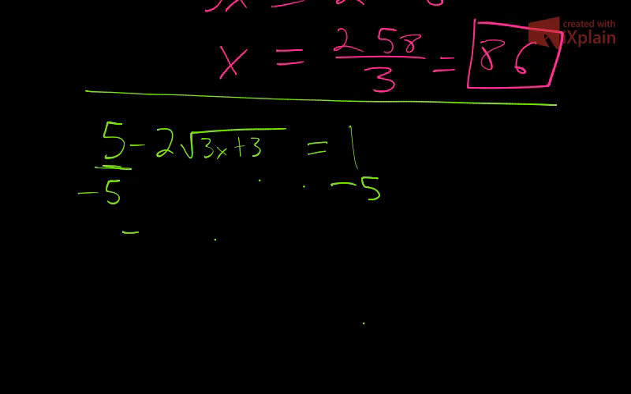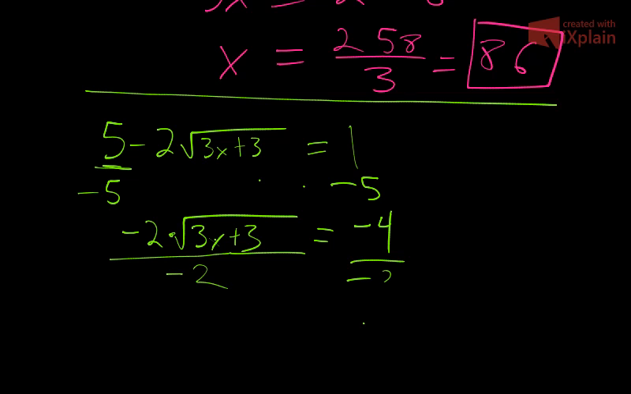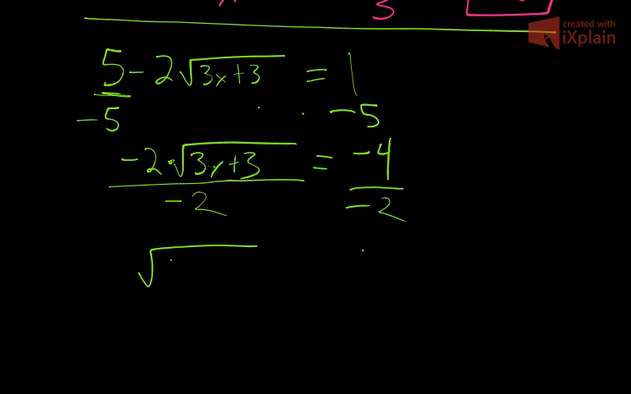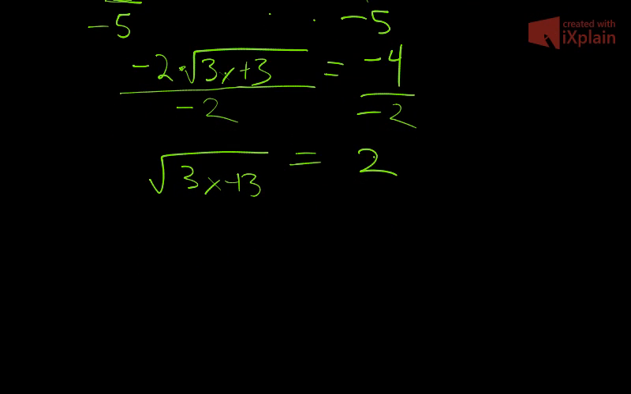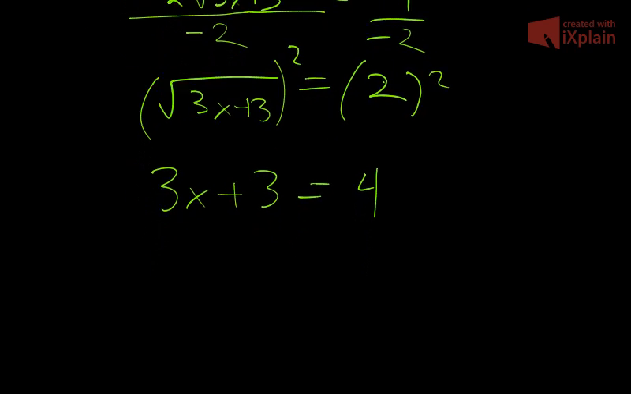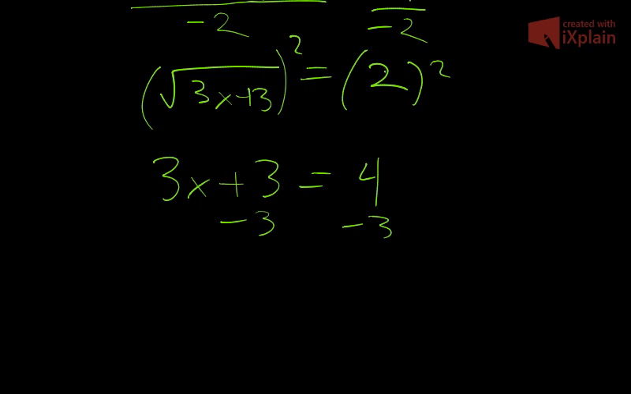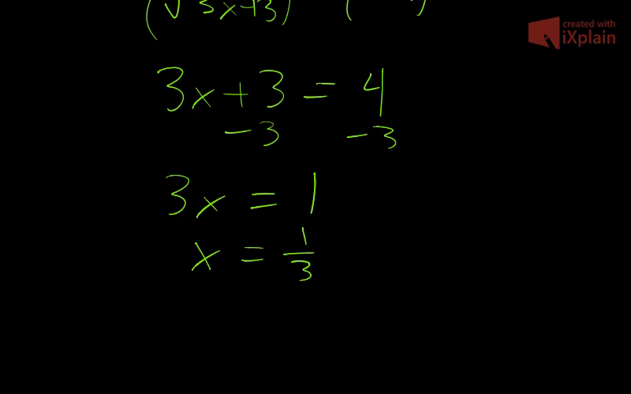And these 5's cancel out, and I end up with negative 2 square root of 3x plus 3 equals negative 4. Now I have this negative 2 out front that's multiplying, so I need to divide by negative 2. Do that to both sides. I'll end up with the square root of 3x plus 3 equals 2. And now that this is all isolated here, I can square it. So let's square both sides. And I'll get 3x plus 3 equals 4. I can subtract 3 from both sides to get the 3x by itself. And dividing by 3, I get x equals 1/3. And just like that, we're done.